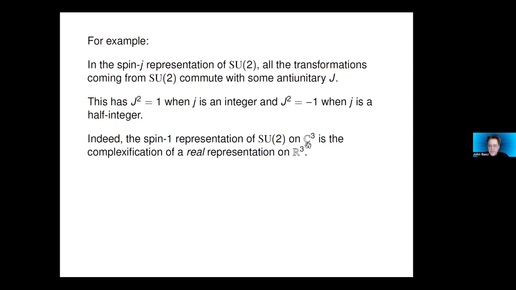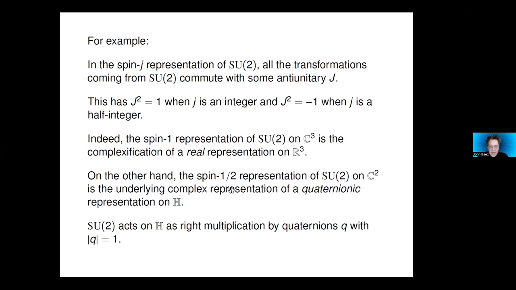So for example, the spin one representation of SU2 is a representation on the complex vector space C3, just the complexification of a representation on the space R3. So if you work it out, you see that SU2 is just preserving R3 sitting inside C3. And that's not surprising because in this particular case, the way SU2 is acting is really just as ordinary rotations on R3. And then you complexify it and you get C3. So that's what's going on there.